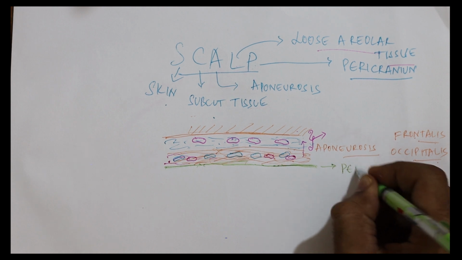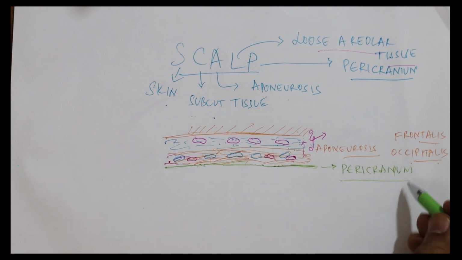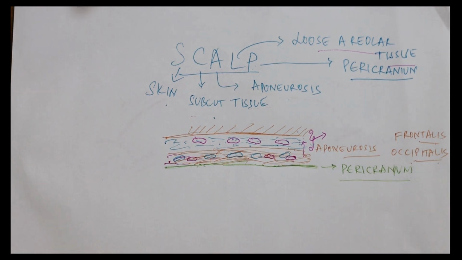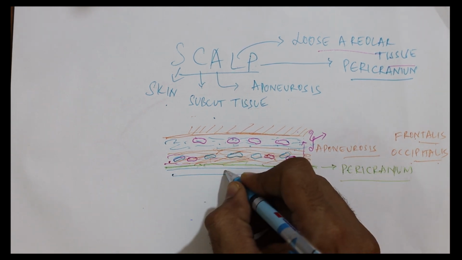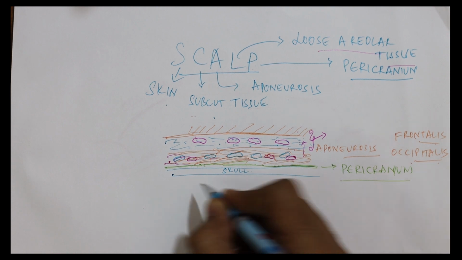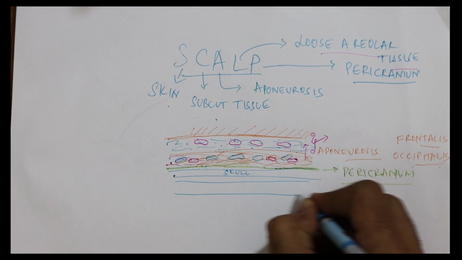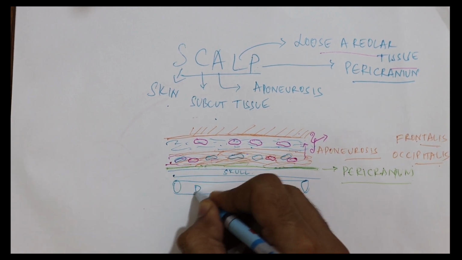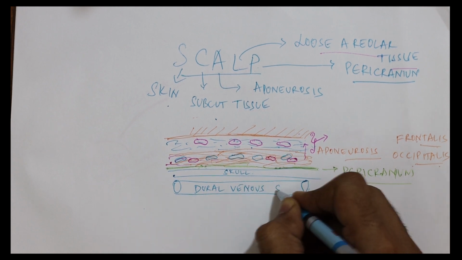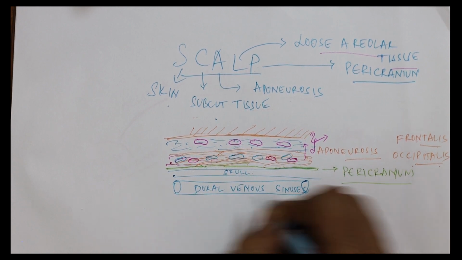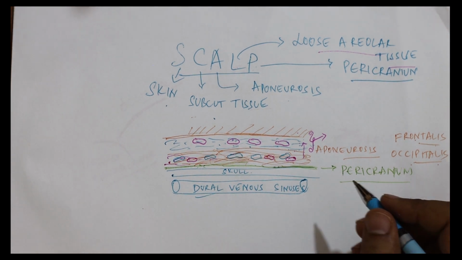Beneath this loose areolar tissue, there will be a layer called the pericranium. This pericranium is nothing but the periosteum of the skull region. Beneath the pericranium there will of course be the skull, and beneath the skull there will be the dural venous sinuses, which are nothing but the veins present in relation to the dura mater or around the brain.